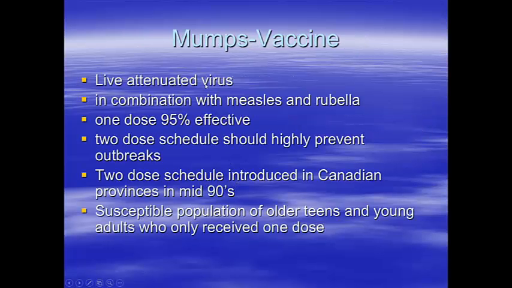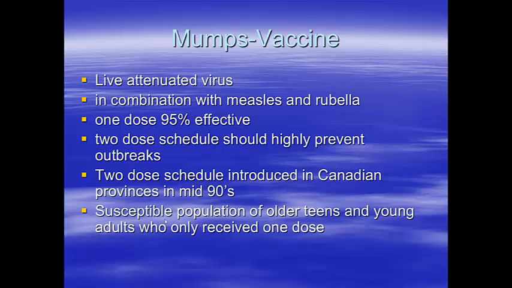Again, the vaccine is live attenuated, so beware in immunocompromised patients, beware in pregnant patients, and it's given, as I mentioned already, in combination with measles and rubella, as MMR. One dose is 95% effective, and two doses should prevent outbreaks by providing lasting immunity.